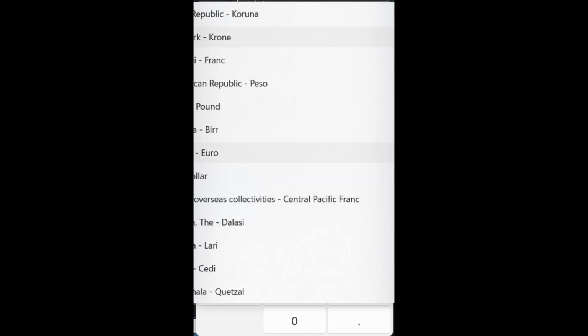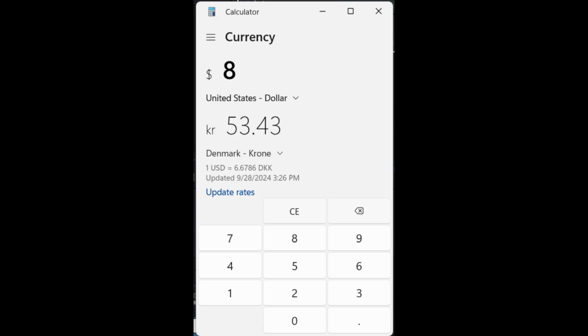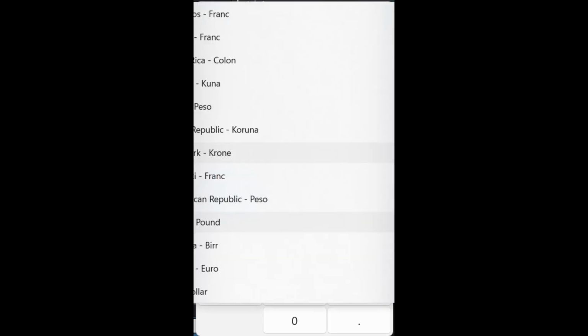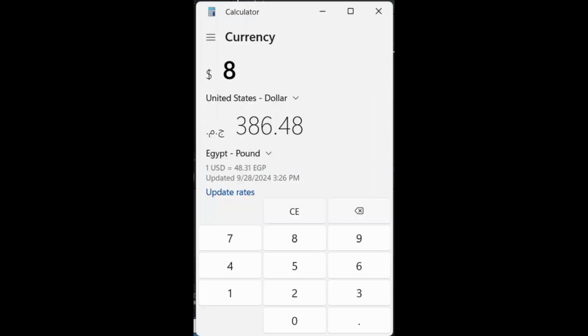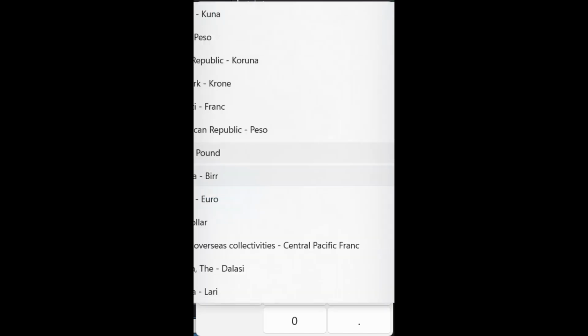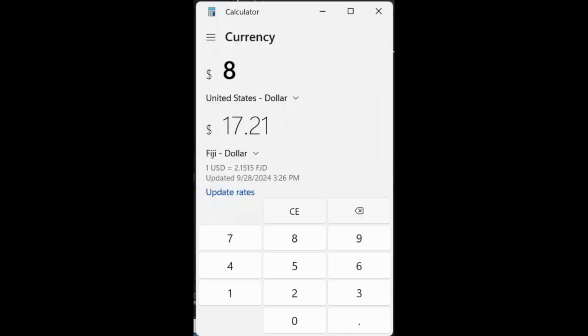Probably not showing up. I guess in Denmark it's the krone. Not showing the entire thing. Egypt, the Egyptian pound. Wow, 386.48 pounds. So there's quite a difference here. It's got a lot of them in here. Fiji, the Fiji dollar.